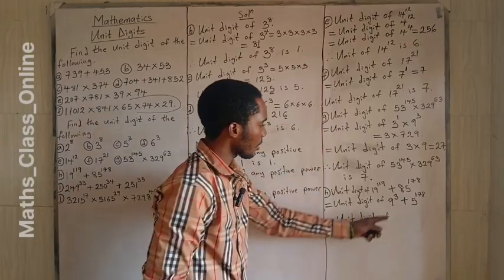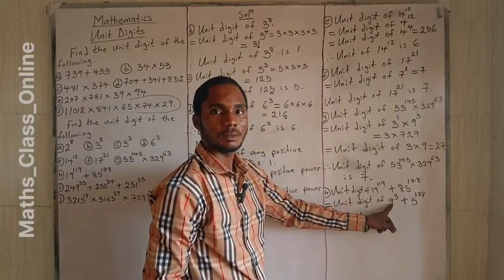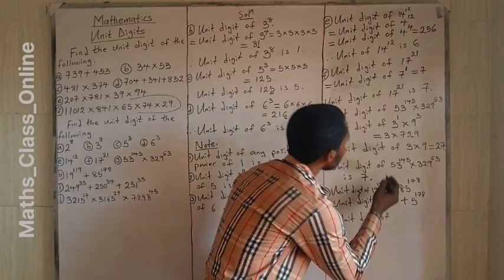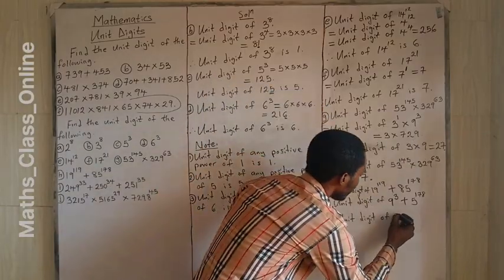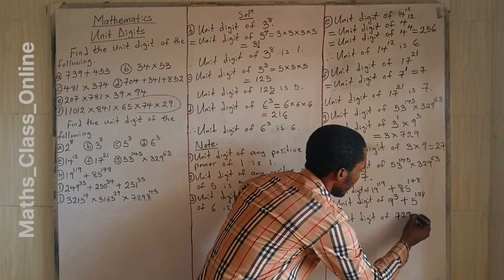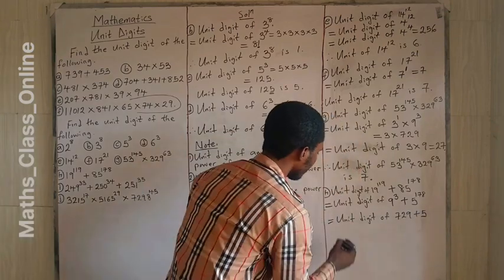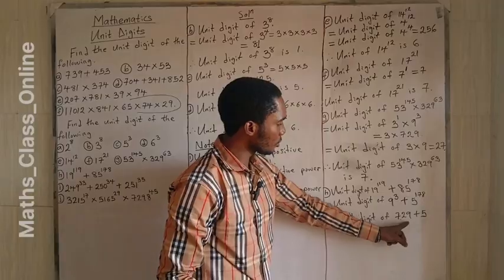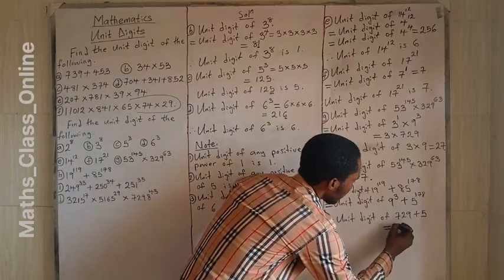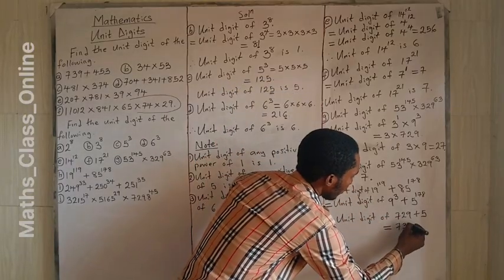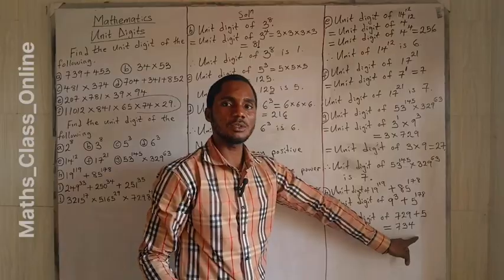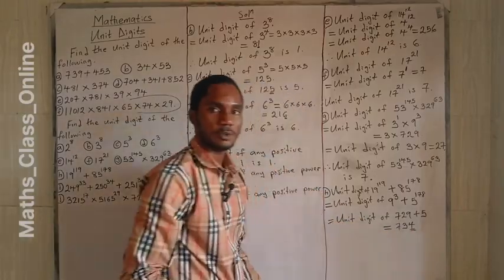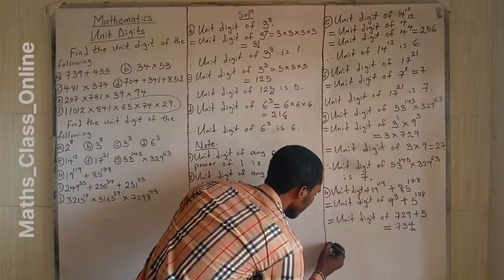This is equal to the unit digit of 9 raised to the power of 3. What is 9 raised to the power of 3? 729, plus 5. 729 plus 5, that is 734. What is the unit digit of 734? The unit digit of 734 is 4.